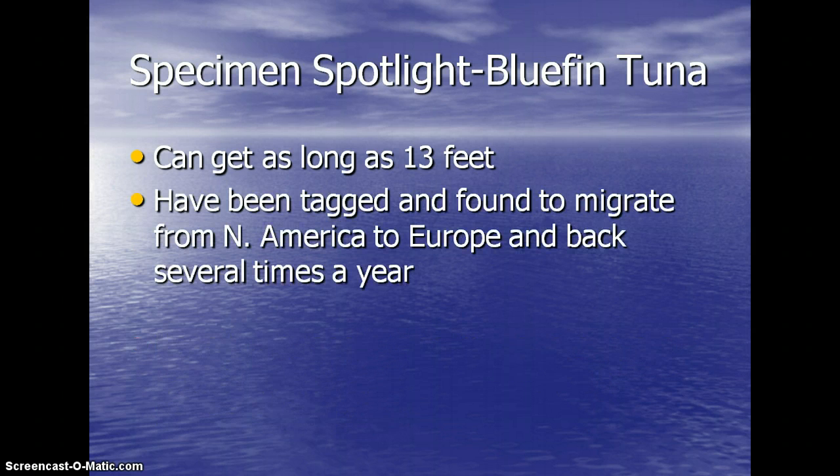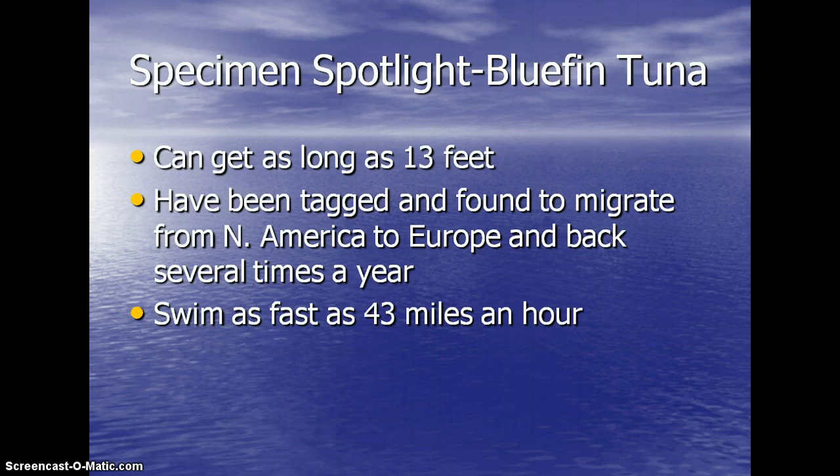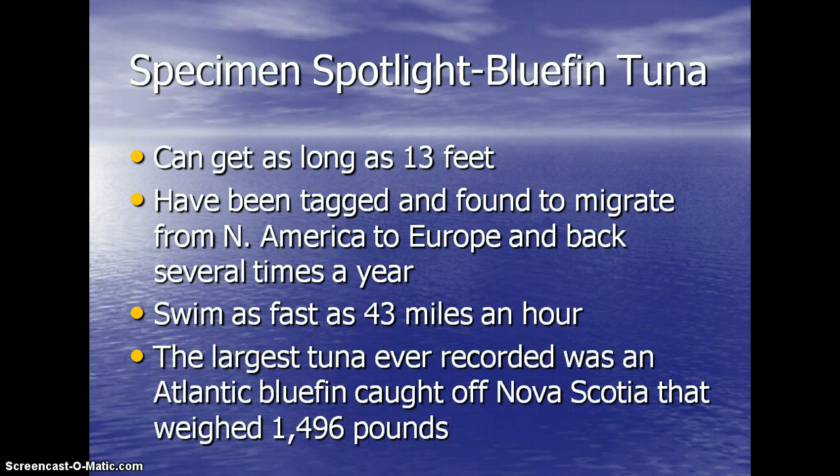Just a little information on the bluefin tuna. Can get as long as 13 feet. We've tagged some of them and found that they actually migrate from North America to Europe and back several times a year, which is quite the trek. And they can swim as fast as 43 miles an hour, which is really, really fast for swimming in the ocean. And the largest tuna that was ever recorded was an Atlantic bluefin caught off the coast of Nova Scotia that weighed 1,496 pounds. So it was absolutely massive.